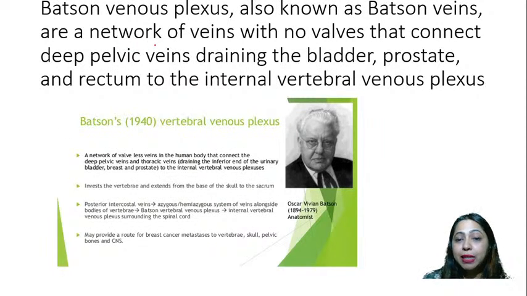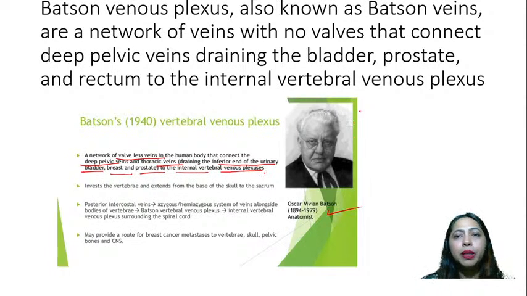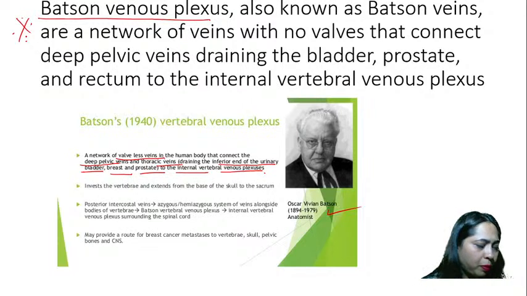It is also known as Batson's veins, and it was Vivian Batson who coined this. The network of valveless veins connects the deep pelvic veins and the thoracic veins. That is what he coined. And then he said that the inferior end of the urinary bladder, breast, and prostate all drain into the internal vertebral venous plexus. So you remember, the plexus that connects them is known as Batson's venous plexus. This is a very important piece of information one should remember.